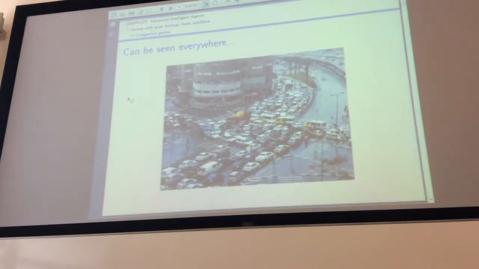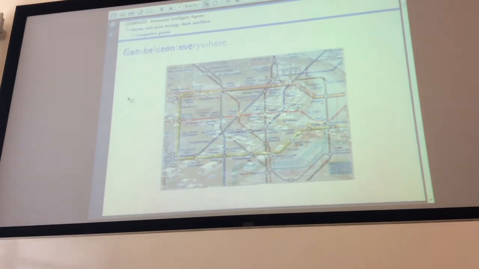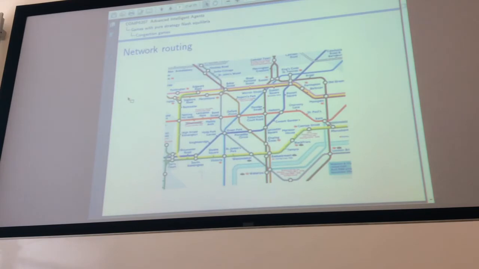So we see congestion literally on roads. We see those models in many other domains. You can think about routing problems. What are the resources here that I use? Different routes that I can choose.